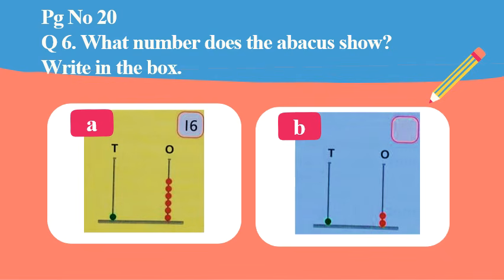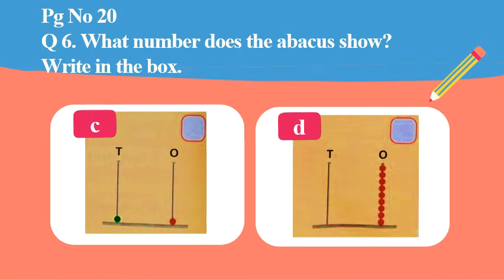Page 20, question number 6. What number does the abacus show? Write in the box. The first one has been done for you. In part A you can see the tens rod has 1 bead and ones rod has 6 beads. So 10 plus 6 equals 16. You will write 16 in the answer. In part B you have 1 bead in the tens column and 2 beads in the ones column. So 10 plus 2 becomes 12. We will write 12 in the answer.